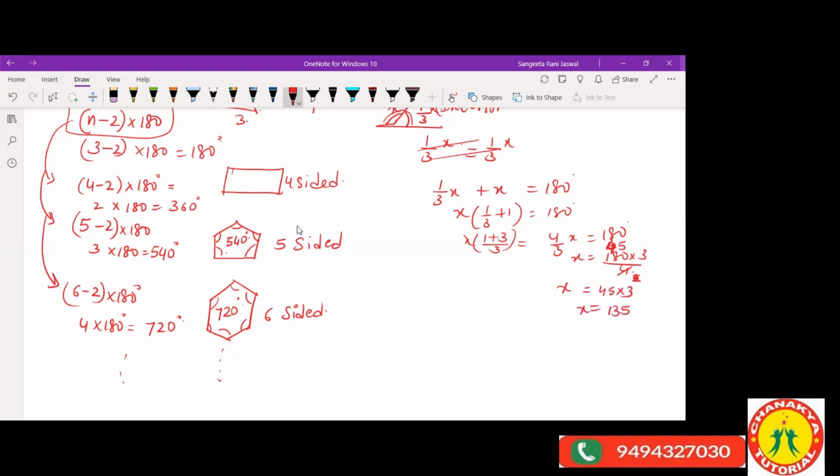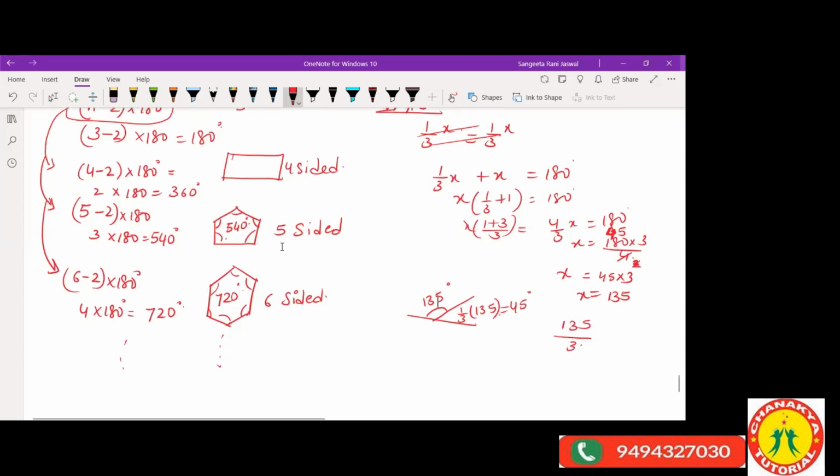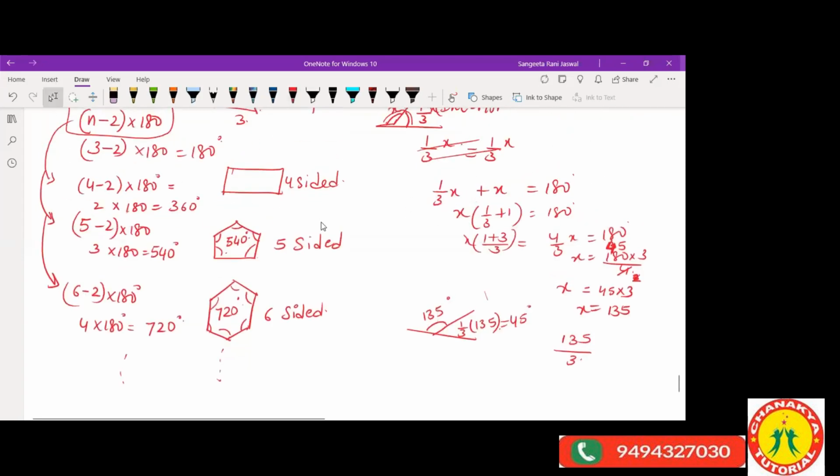That means the interior angle x was 135, and the exterior angle was 1/3 of x. So 1/3 of 135 will be 45. So this angle is 45. Okay, we have got these two angles now. Now what were you asked to do? This was the exterior angle, and this we have taken as the interior angle.